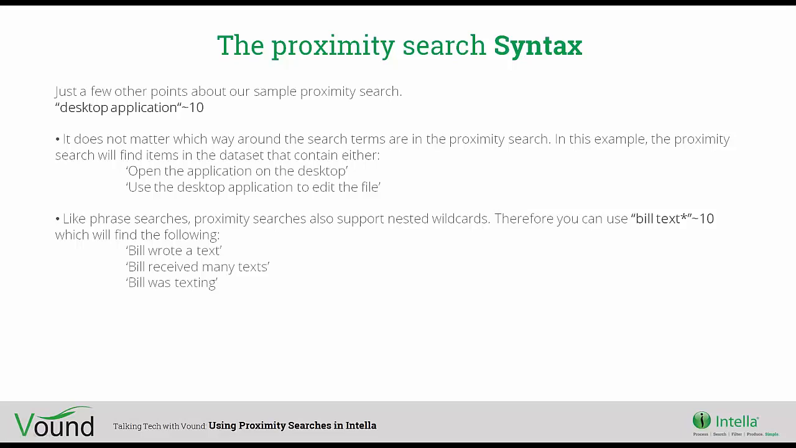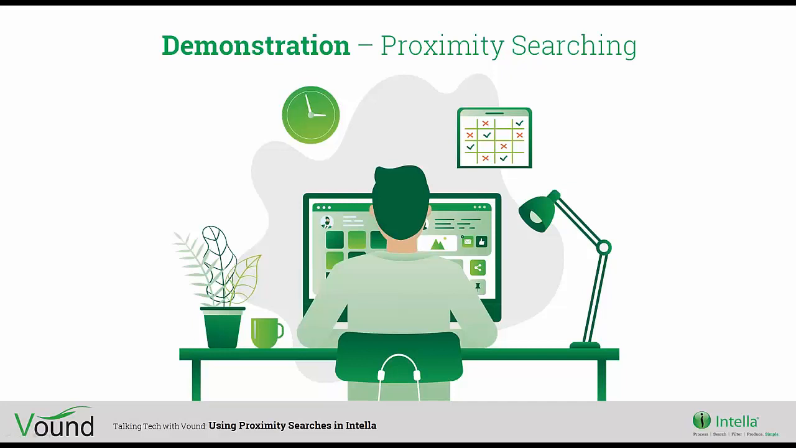Like phrase searches, proximity searches also support nested wildcards. Here's another example. We have a proximity search where the term text has a multi-character wildcard. This can also be the single character wildcard, so either wildcard can be used. In this example, we would find documents that had Bill wrote a text, Bill received many texts, and Bill was texting, because the wildcard is extending the word text. That's a quick rundown of proximity searching and the syntax.